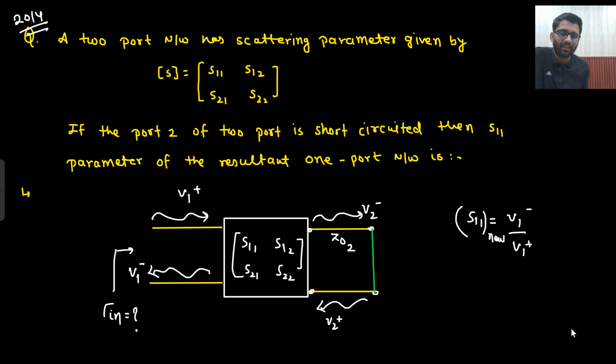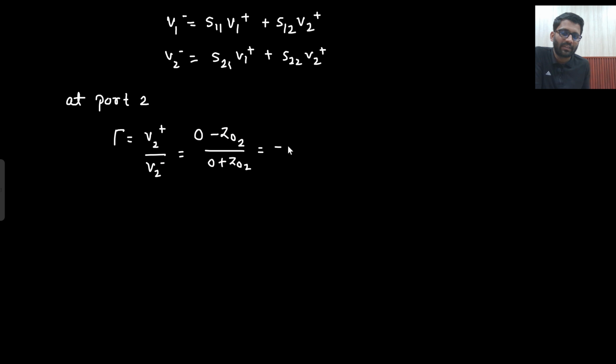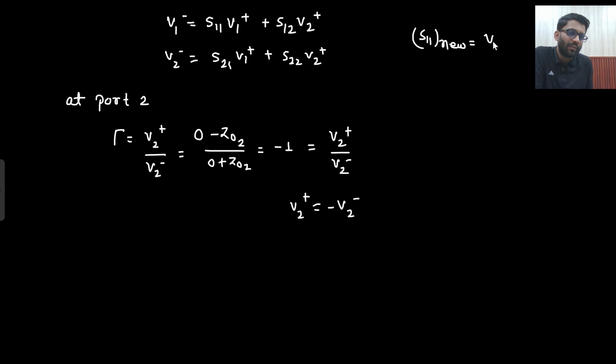This intrinsic impedance I am calling Z naught 2. So what is this coming out to be? Minus 1. So V2 plus divided by V2 minus is equal to minus 1. So from here, V2 plus is equal to minus V2 minus. What is my target? What will be my S11 new? That would be equal to V1 minus upon V1 plus.